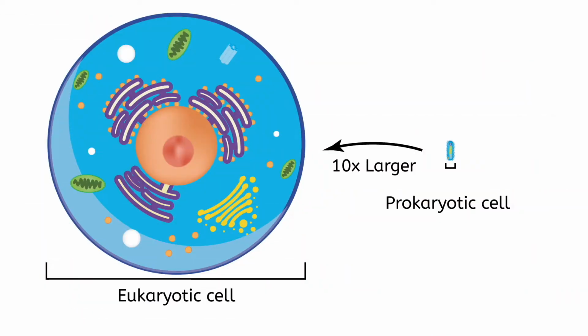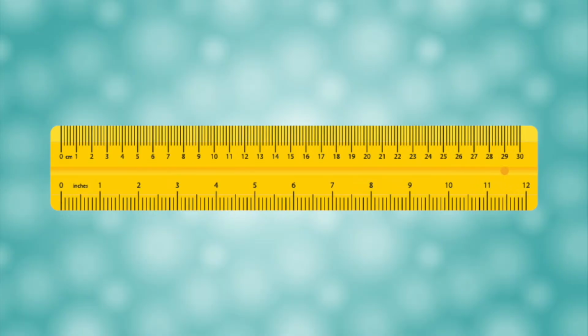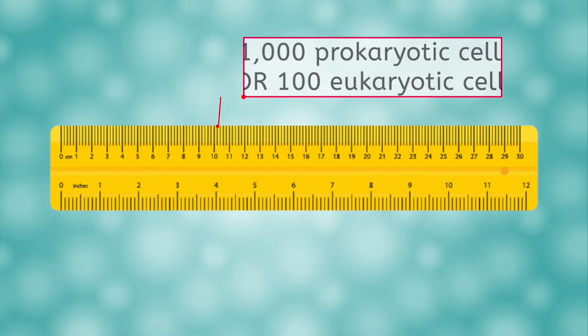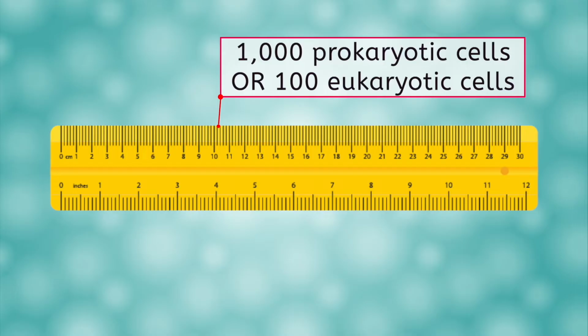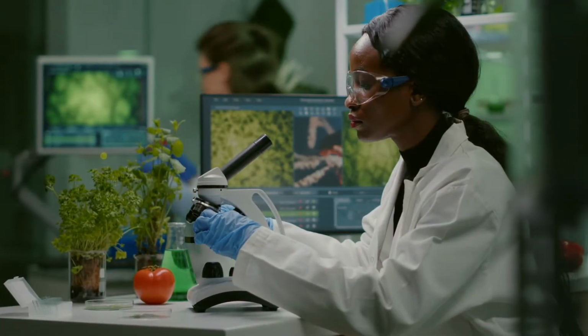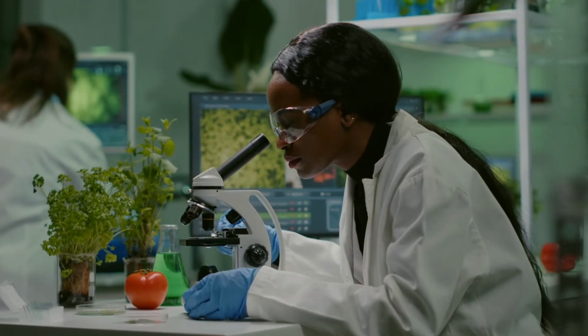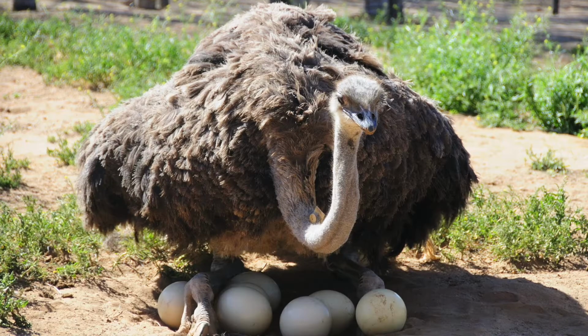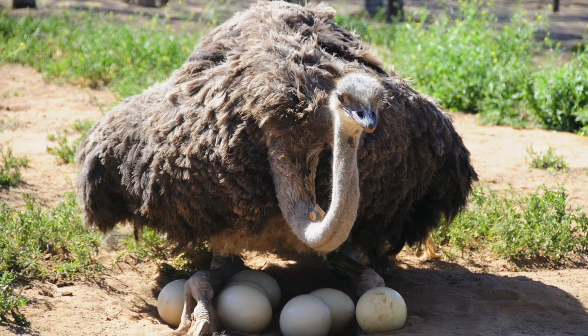Our cells are bigger than prokaryotic cells too. In fact, on average, they are 10 times bigger. That means that the millimeter lines on the ruler would only hold 100 cells between them instead of 1,000. But that's still too small for our eyes, so we'll need a microscope. Well, there are a few cells we can see.